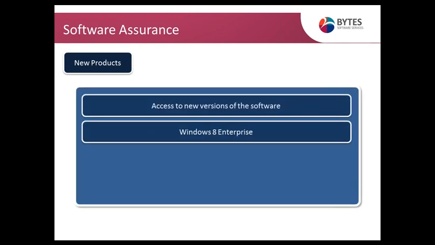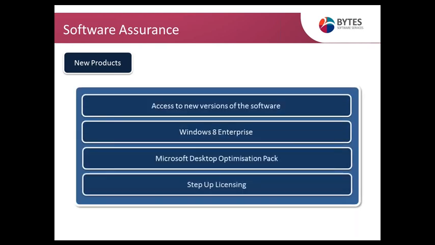So firstly, software assurance. One area of software assurance is all about new products. While your software assurance is active, you will automatically gain entitlement to new versions of software that you have covered with software assurance. As new versions come out from Microsoft, you get entitlement to those. If you have software assurance on your Windows operating system, then you'll qualify for Windows 8 or Windows 7 Enterprise. And again, if you want to know the difference between that and the Professional Edition, then ask your account manager.